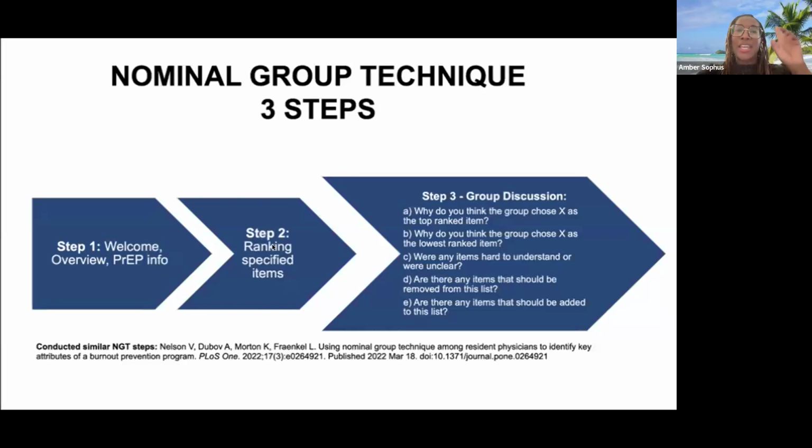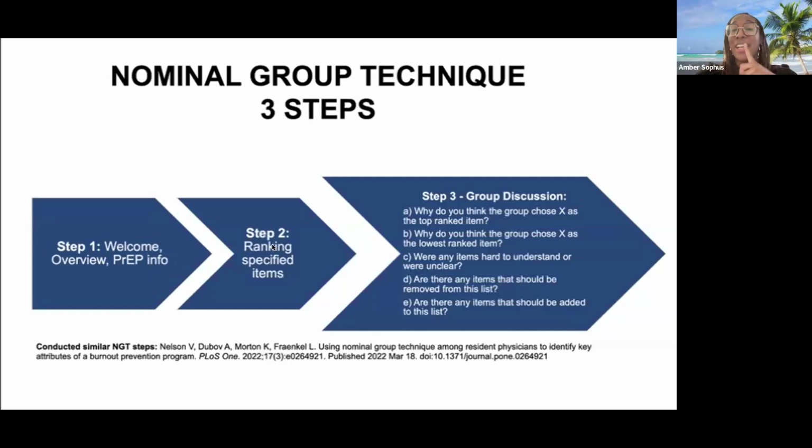So step 1, welcome, overview, provided PrEP information. I skipped the silent generation of ideas, and I provided 2 lists of 16 options based on the literature: 16 options specific to barriers to using PrEP, and 16 options specific to facilitators to using PrEP, most of which had overlap across multiple studies that looked at barriers and facilitators among Black cisgender women in the South.